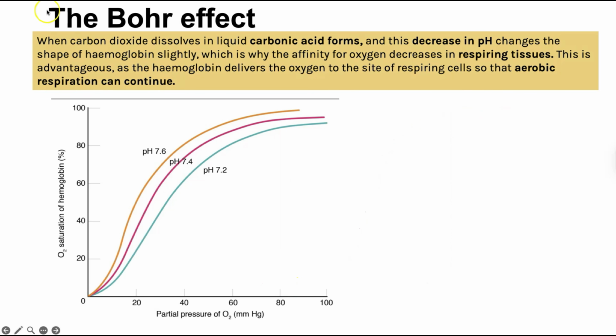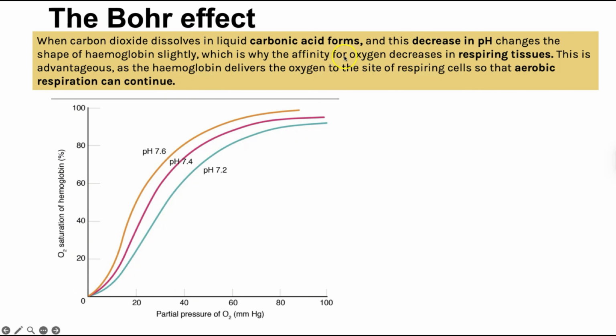The Bohr effect is looking at the effect of carbon dioxide dissolved in the blood on hemoglobin's affinity. And when carbon dioxide dissolves in the blood, and by the way, this carbon dioxide is coming from aerobic respiration. So when you're respiring lots aerobically, you will have a lot of carbon dioxide dissolving in your blood, forming carbonic acid. Carbonic acid decreases the pH of the blood, and that decrease in pH slightly changes the tertiary structure of the polypeptide chains in hemoglobin.